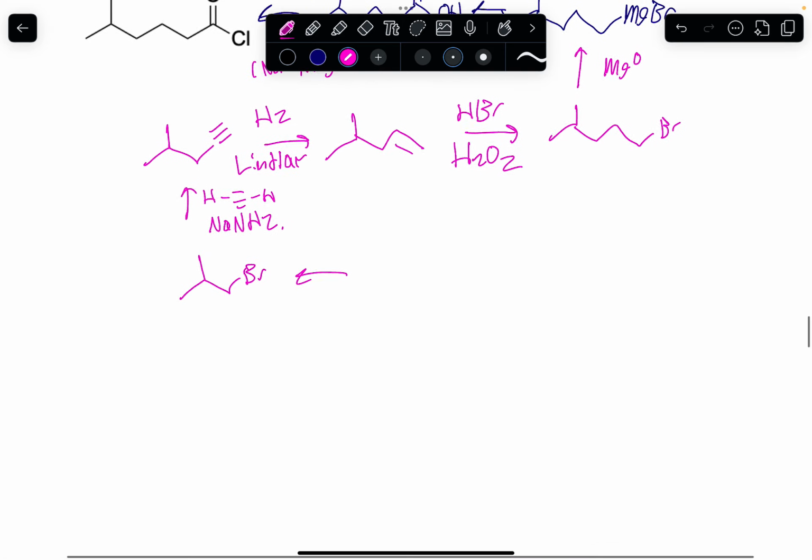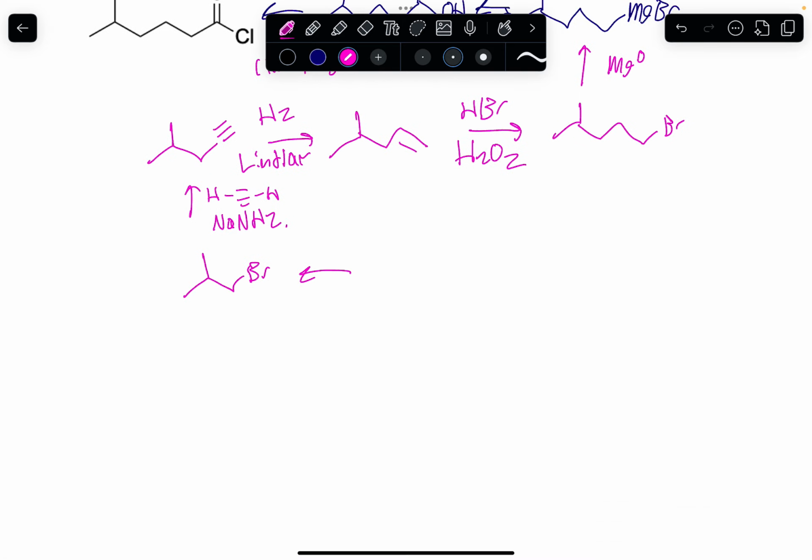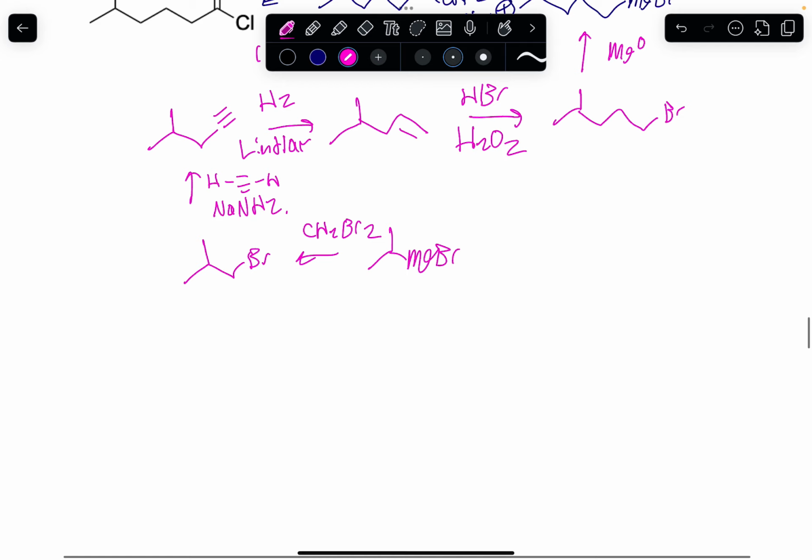And then how do we make this bromide? It's a little tricky. There's lots of different ways you could do it. Personally, what I would do. So let's see here. One thing you can do is you can just add a Grignard reagent to CH2Br2 and then do SN2 to make that. That's probably one of the better ways to do that. You could also take an alkene and then do HBr, H2O2.